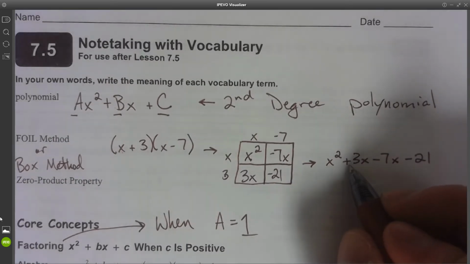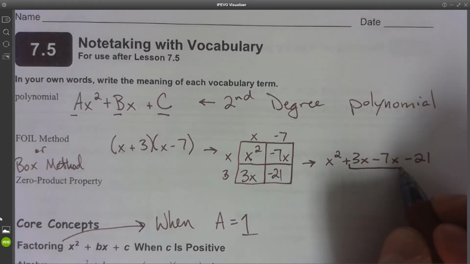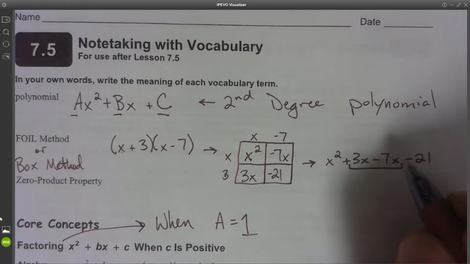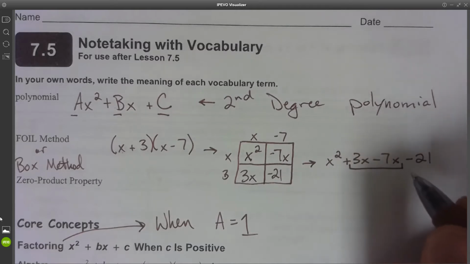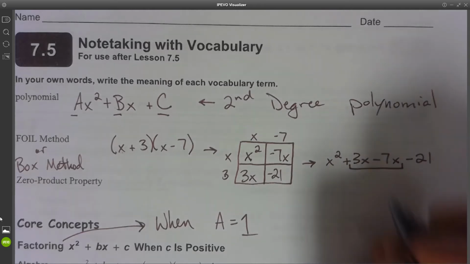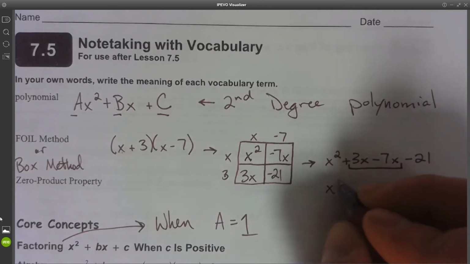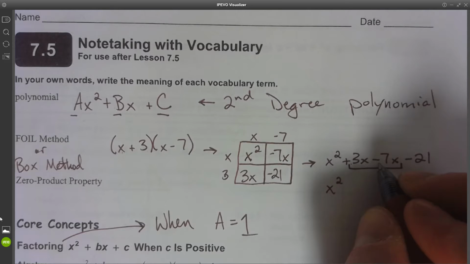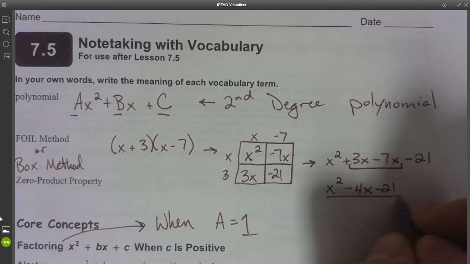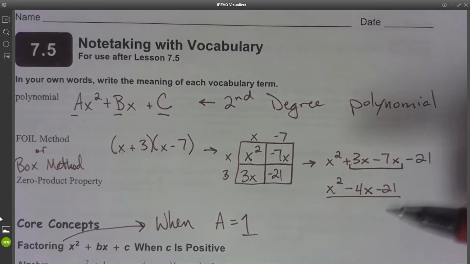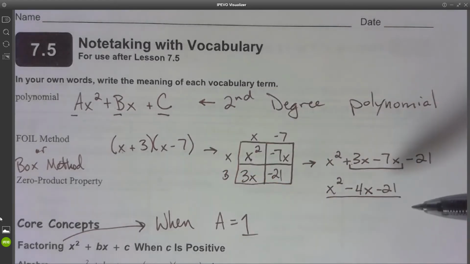And also notice that we have our two middle terms here that are like terms, so they're both x to the first power, so we can add those together as we combine like terms, and we'd end up with x squared, 3 minus 7, that's negative 4x minus 21. So there's our result of multiplying these two binomials.